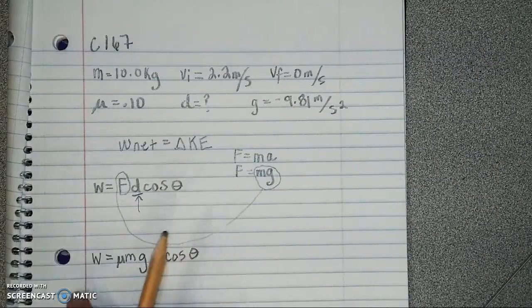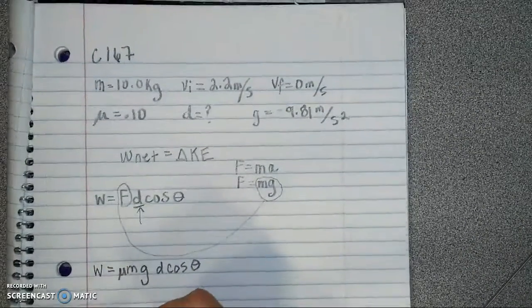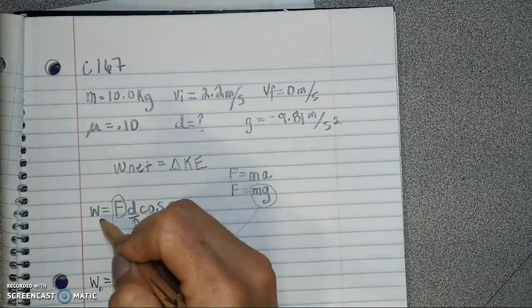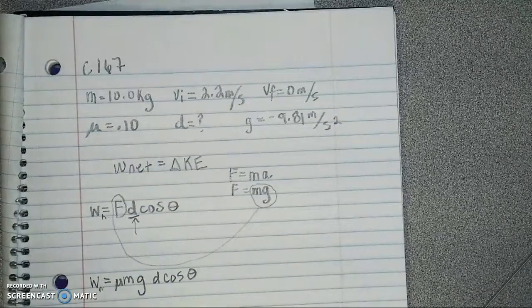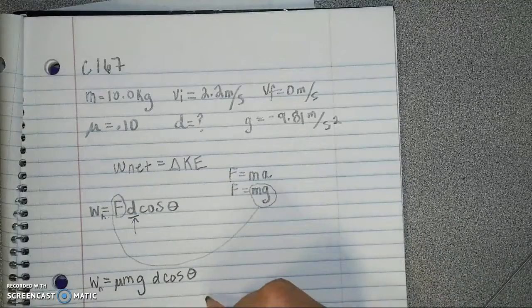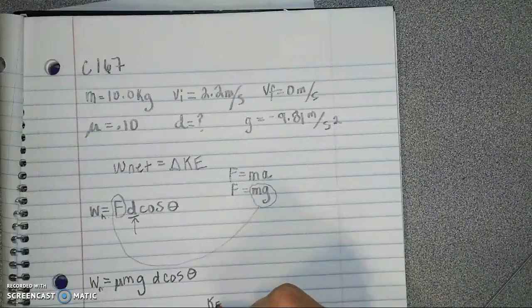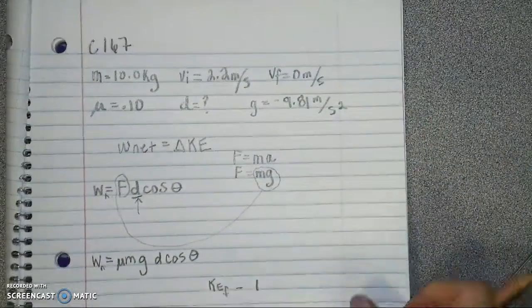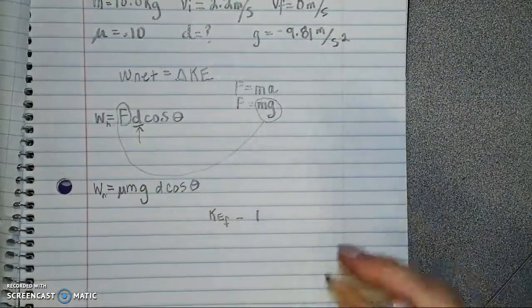So we have what our net work equals. And we also know that net work equals the change in kinetic energy. Well, kinetic energy, delta KE, would be the final kinetic energy minus the initial kinetic energy.